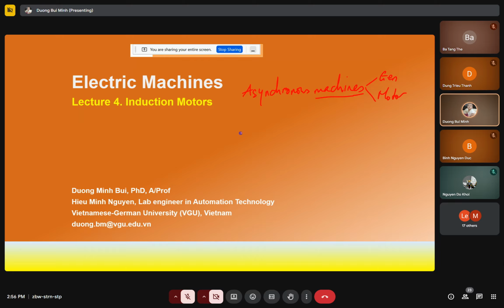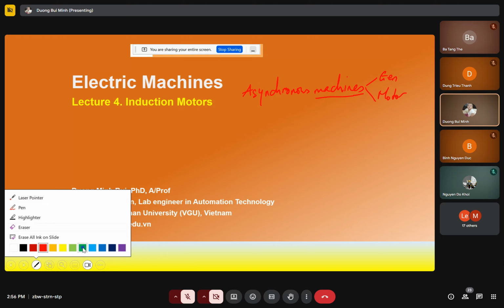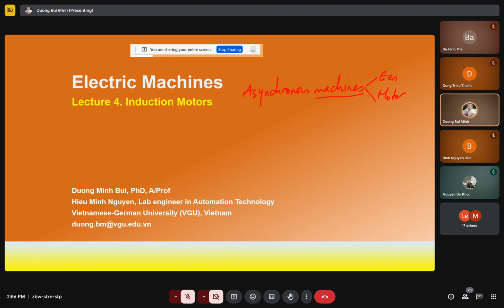But we skip the generator, and we only study motors. Sometimes we say asynchronous motors, sometimes we say induction motors, the same. And we also have one lab session about these lectures on induction motors.